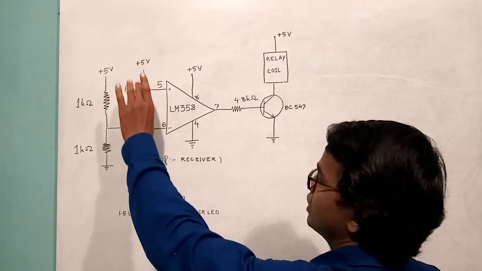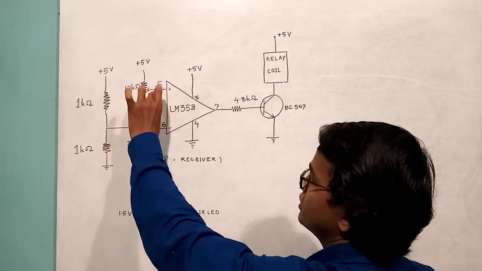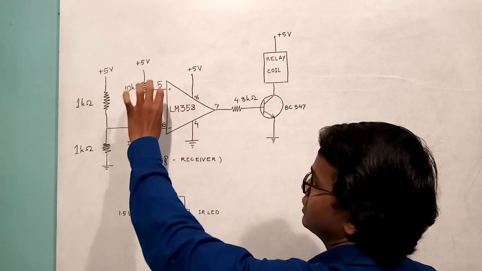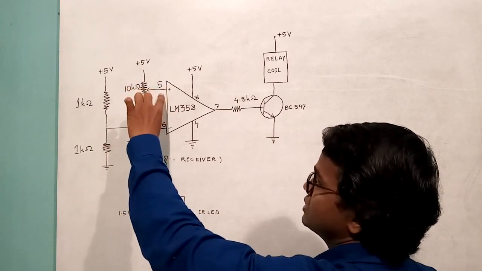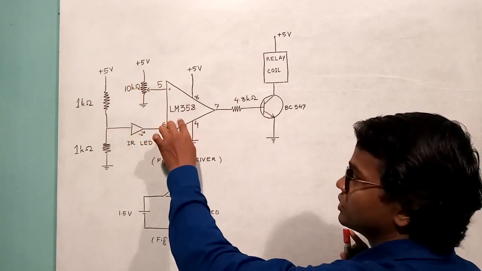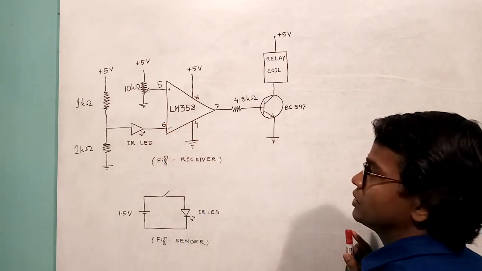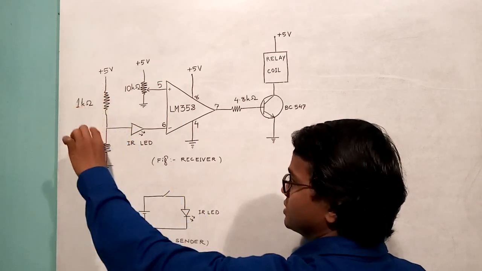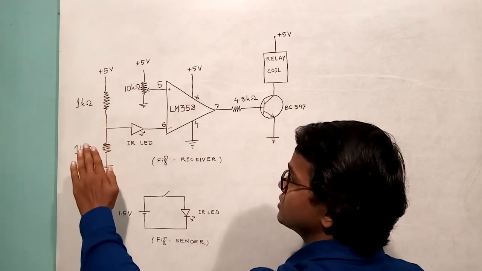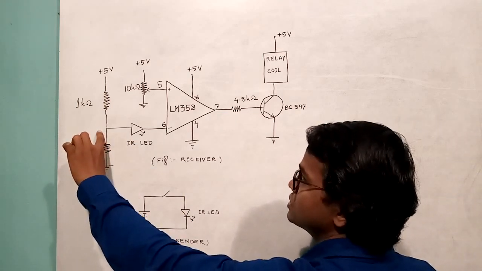Initially, you have to adjust the potentiometer to make the voltage here nearly equal to 1.6 volt, and initially the voltage difference between pin number 5 and pin number 6 of this operational amplifier is 0. That means there is no output here. Here is a voltage divider circuit, and this voltage divider circuit divides the 5 volt into 2 equal halves. That means here you will get 2.5 volt.